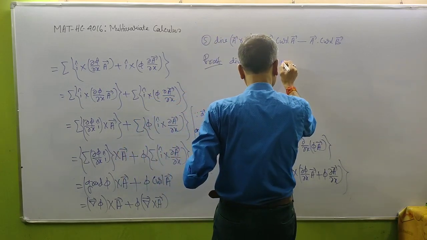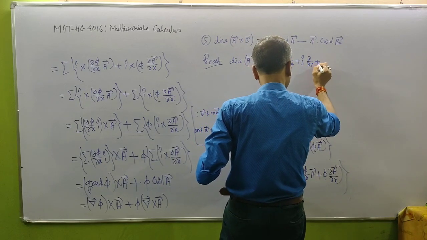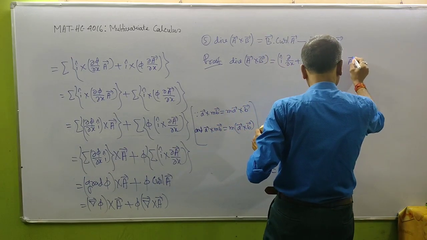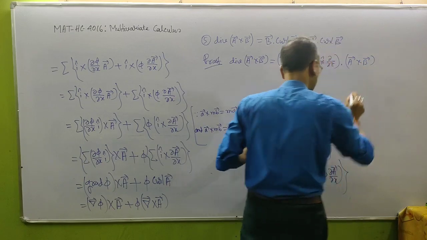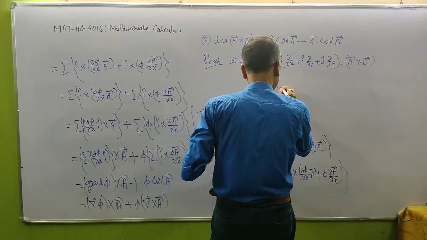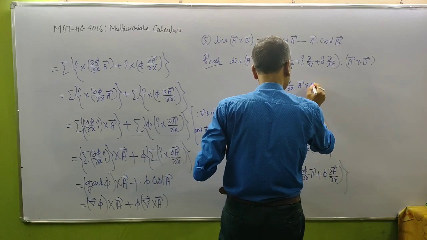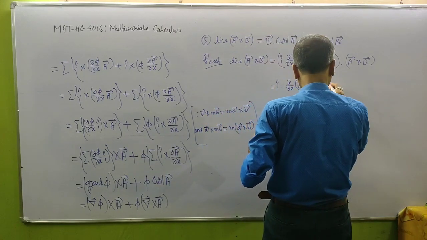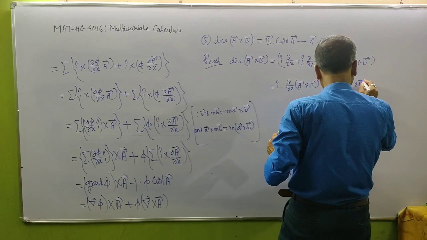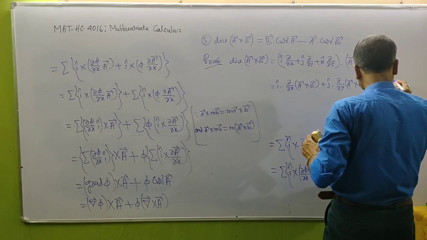This is equal to, you may write, i cap del by del x plus j cap del by del y plus k cap del by del z, dot A cross B. This is equal to i cap dot del by del x of A cross B, plus j cap dot del by del y of A cross B, plus k cap dot del by del z of A cross B.